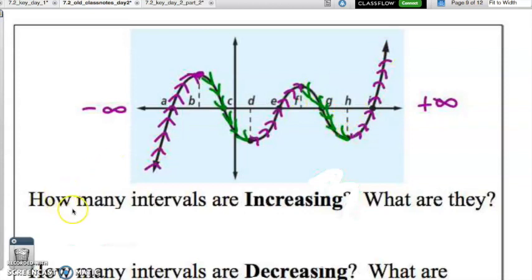So the question asks, how many intervals are increasing? Well, there's 1 purple going up, 2 purples going up, 3 purples going up. So in purple, the number of intervals that are increasing is 3. And then we're asked to name them. When we name them, we're going to name them with parentheses. So we're increasing from A to B, so we're going to label that negative infinity all the way to B.